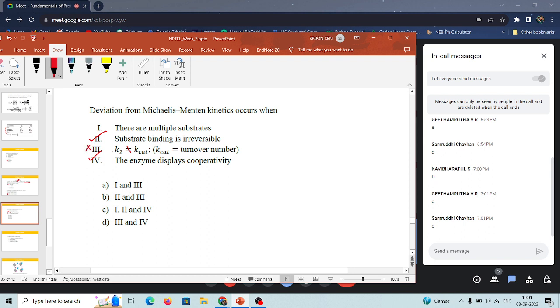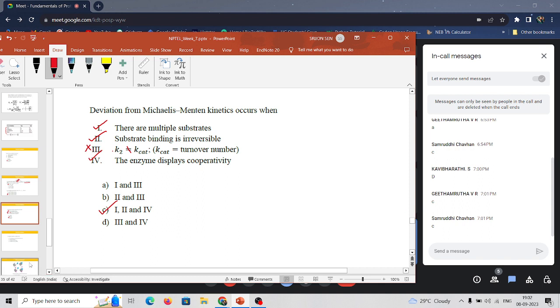And so is there any 2 and 4? So if not, then there can be multiple substrates as well, because why K2 not equals Kcat, what does that imply? That there can be multiple catalytic steps and there can be multiple substrates as well. So therefore 1, 2 and 4 would be the correct option. The derivation of Michaelis-Menten kinetics does not give any idea or information about K2 being equal to Kcat. So K2 not equals Kcat is what we can tell. So option C is the correct answer.